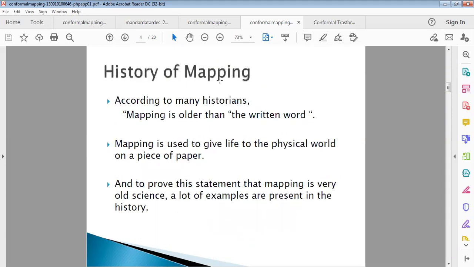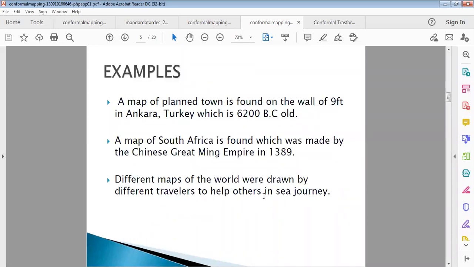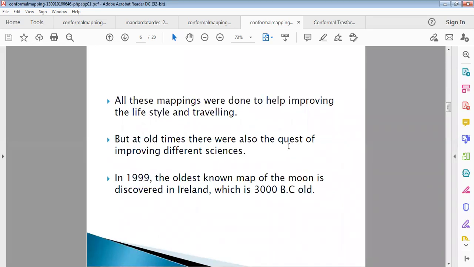Actually, there is a big history of mapping. According to many historians, mapping is older than the written word, and mapping is also used to give real life to the physical world on a piece of paper. To prove that mapping is a very old science, a lot of examples are present in the history of mapping. A map of a planned town is found on a wall in Ankara, Turkey, from about 6000 BC. A map of South Africa was made by the Chinese Great Ming Empire in 1389. This is the actual real life image of mapping.